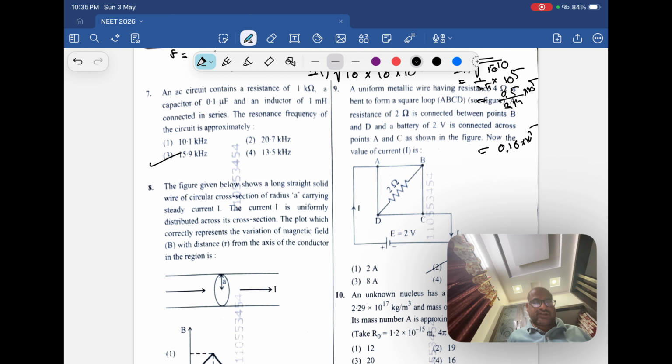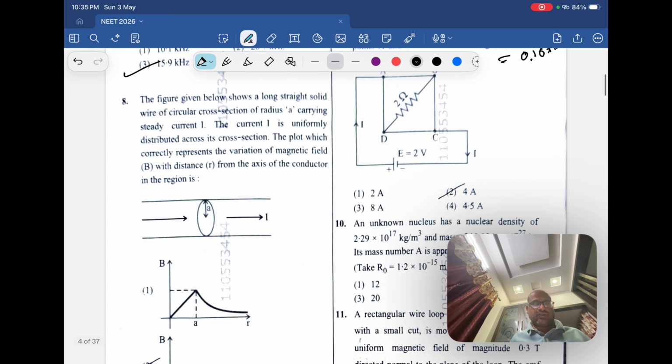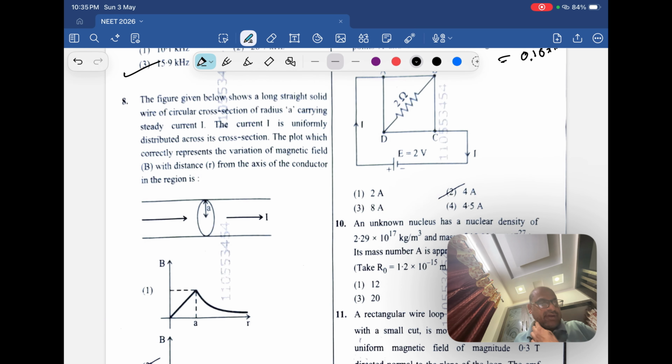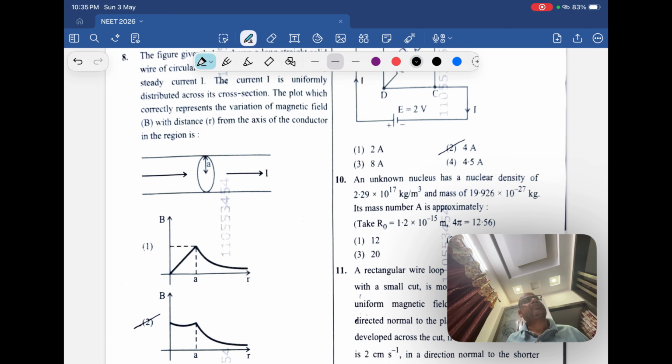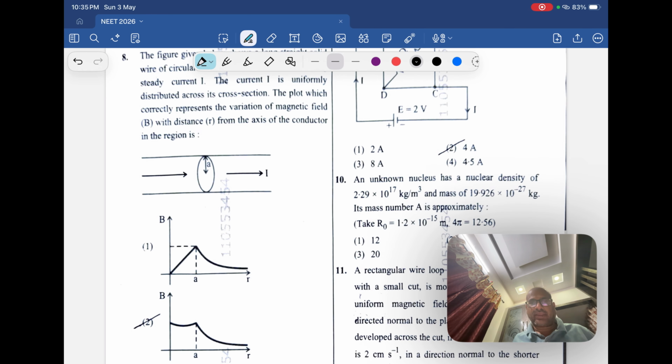So right now, the figure below shows a long straight solid wire of cross section radius a. Magnetic field is being asked, right? The plot which correctly represents the variation, standard question only. Like in electrostatics also we have the field in case of a non-uniform conducting sphere, the electric field formula like 1 by 4 pi epsilon q x by r square plus x whole power 3 by 2, right? So from the center to the surface it varies linearly and outside it is an inverse profile, right? Inverse profile we have. Similarly here also, current is distributed uniformly across the cross section of a cylindrical conductor, okay, uniformly, and at a particular distance r from the center you have to find out the field.